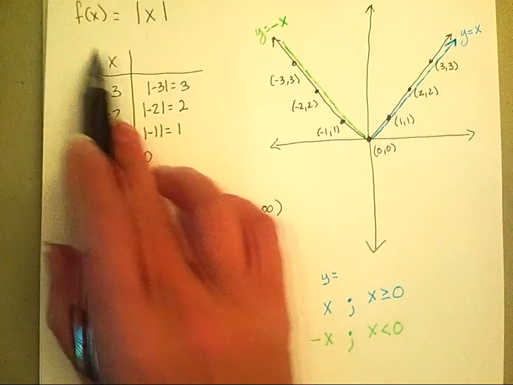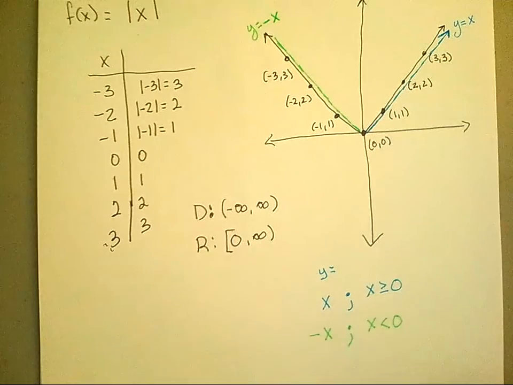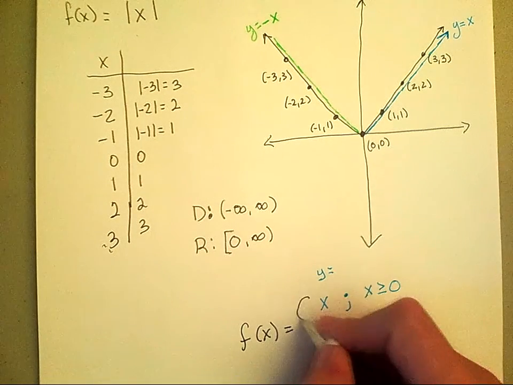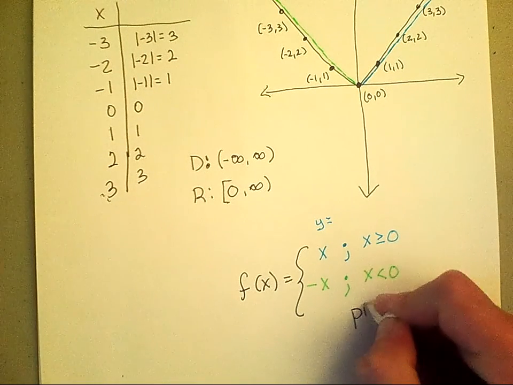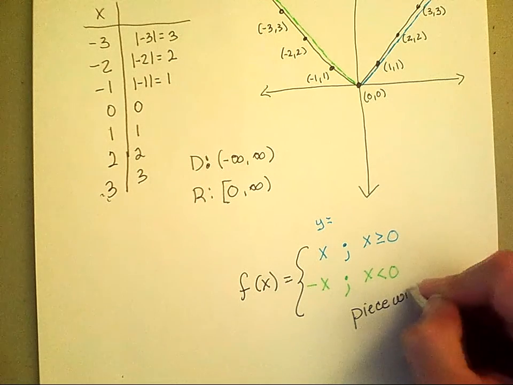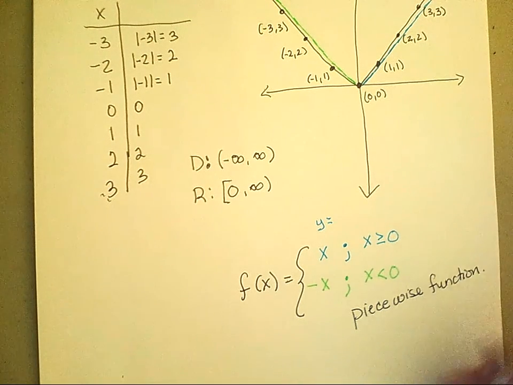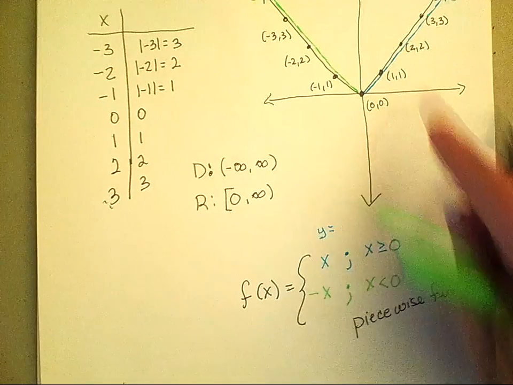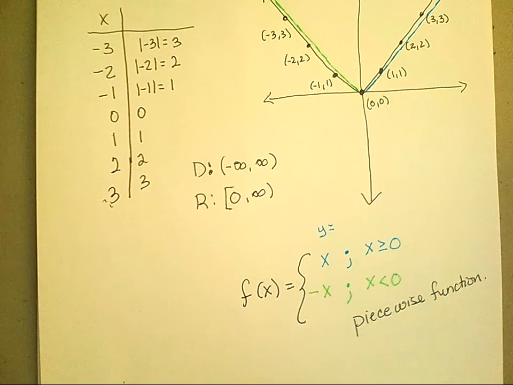And so in this way, we can either write the absolute value function like this, or we can write it in two parts and write it this way. And this is known as a piecewise function. That is, I can think about a function in terms of its pieces on given domains.